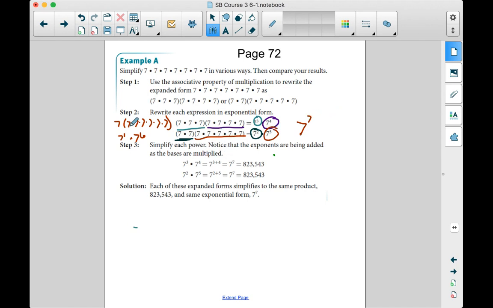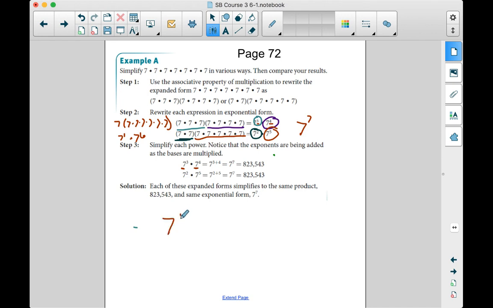Either way, if you had taken any of these expressions and added the exponents, so here the 3 and the 4, right there, 3 plus 4 is 7. Same thing here. 2 plus 5 is 7. Same thing here. 1 plus 6 is 7. So what I want you to see is that when you are multiplying exponents with the same base, you can simply add the powers.